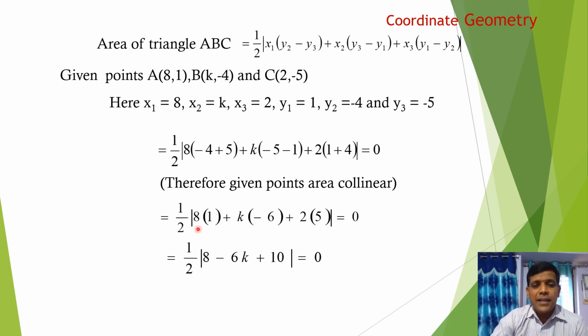Half into 8 into 1 is 8, plus k into minus 6 is minus 6k, plus 2 into 5 is 10, equal to 0. Half into (8 minus 6k plus 10) equal to 0. Here 8 and 10 are numerical values and minus 6k is a literal term. 8 plus 10 is 18, so 18 minus 6k. This is written as half into (18 minus 6k) equal to 0.